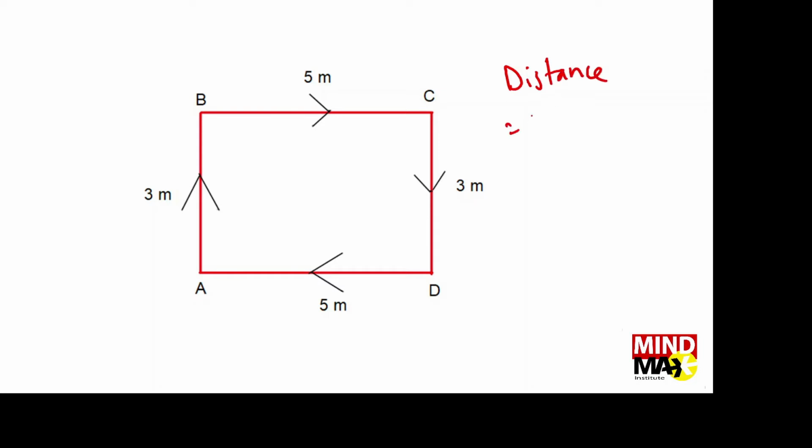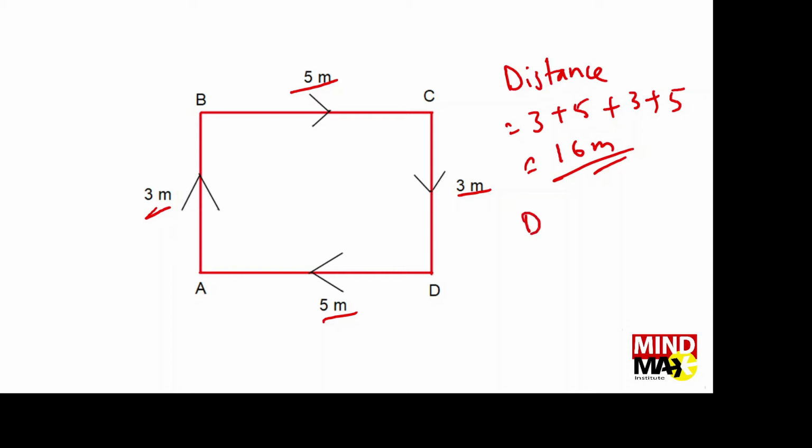So in such cases, the distance moved is how much? 3 plus 5, 3 plus 5 plus another 3 plus another 5. So if we add all of these, 3 plus 3 is 6, 6 plus 10 is 16 meters. This is the distance moved by the object if it starts moving from A. However, the displacement is the distance moved in a particular direction. So that means it has to have some way of telling us that it has a specific direction.